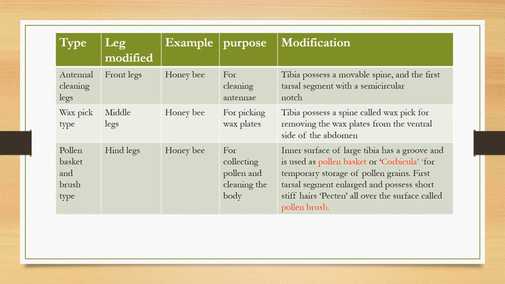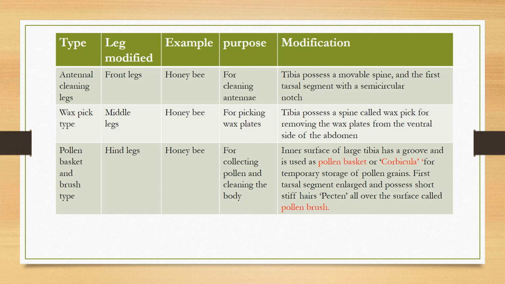Then next coming to the wax pick type. The middle legs are modified as wax pick type in honeybees for picking wax plates. For building the nest they need wax, so they will be picking the wax from the abdomen. The tibia possesses a spine called wax pick for removing the wax plates from the ventral side of the abdomen.